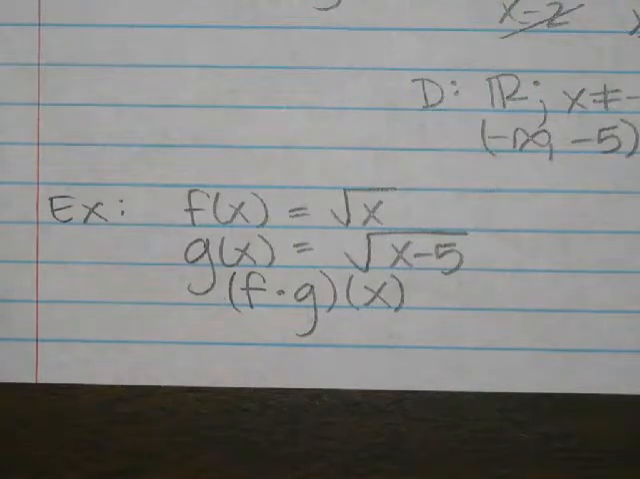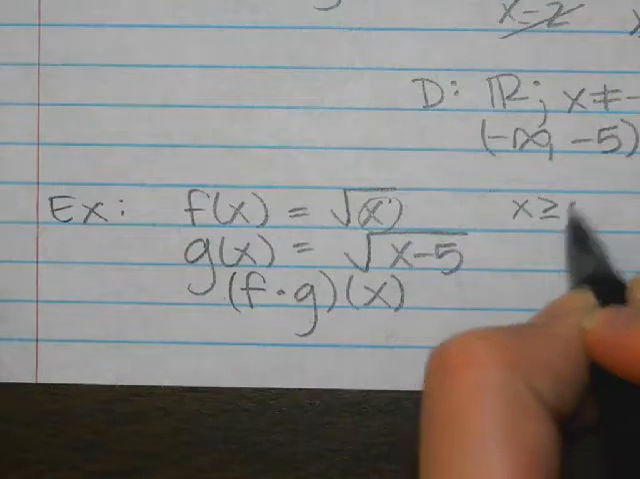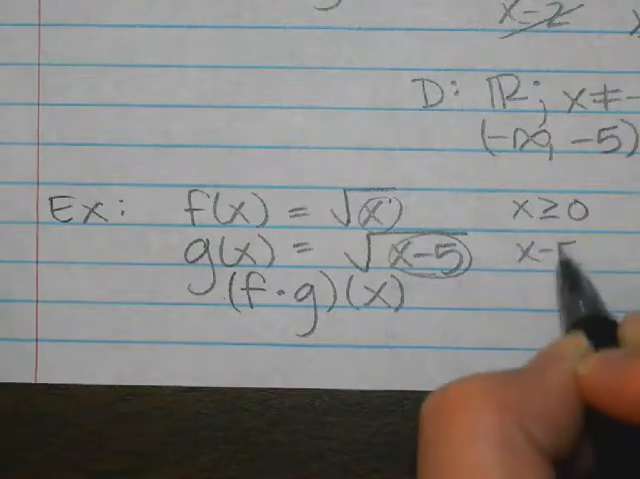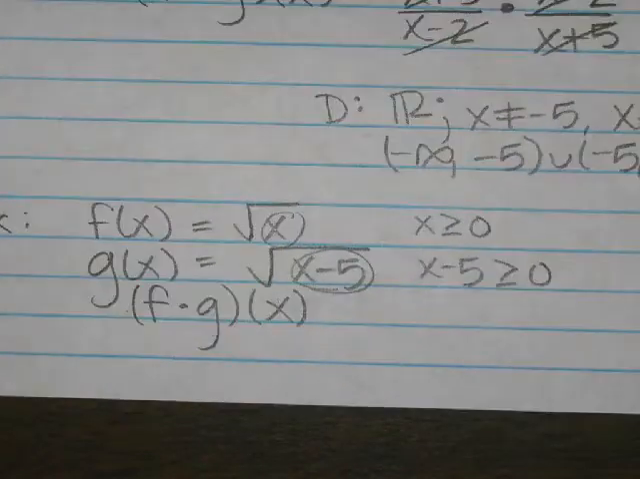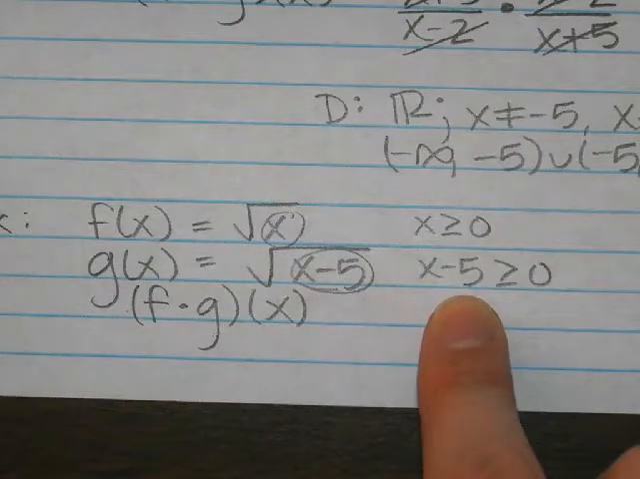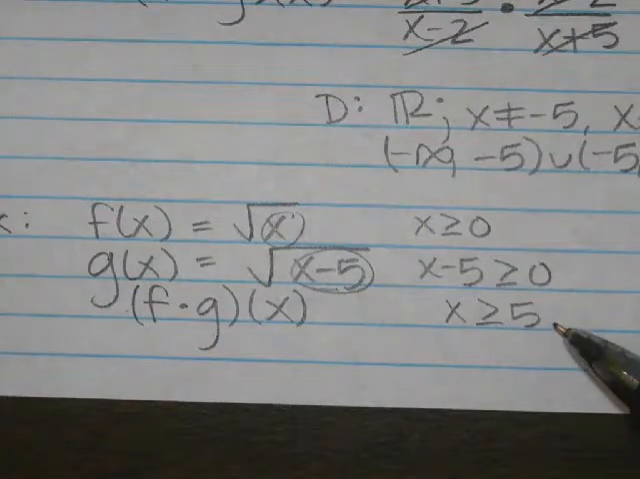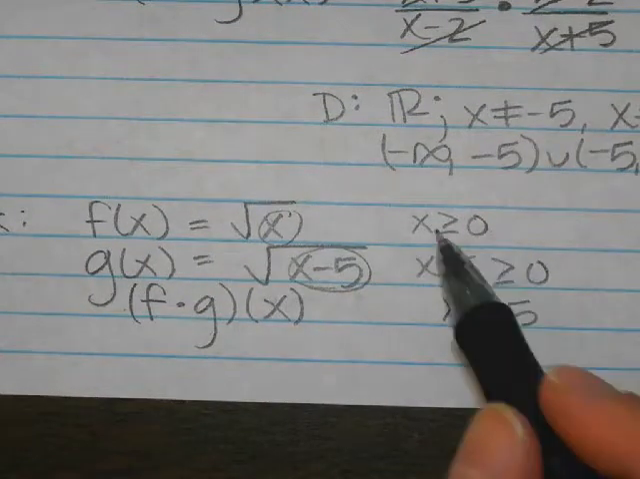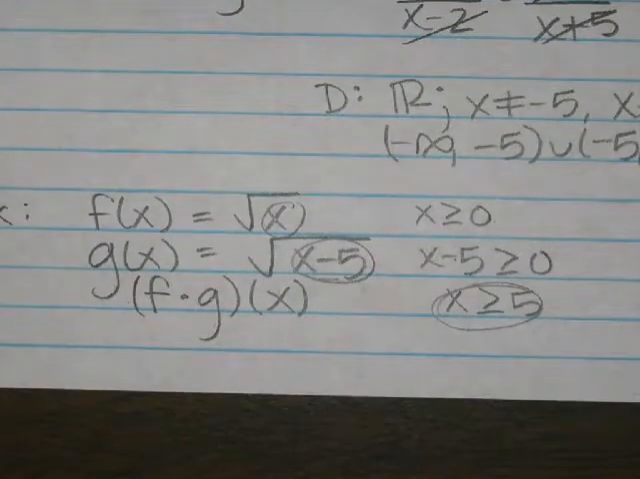So what do we do first? Yeah, so this one is x is greater than or equal to 0. This one is x minus 5 is greater than or equal to 0. So the top one's done. What do we do with this one? So x is greater than or equal to 5. So of the two of these, which one wins? Which one's more exclusive? The 5. Okay, so I'm going to ignore these, and I'm just going to say we are predicting that our domain is x is greater than or equal to 5. That's what we're predicting. Okay.